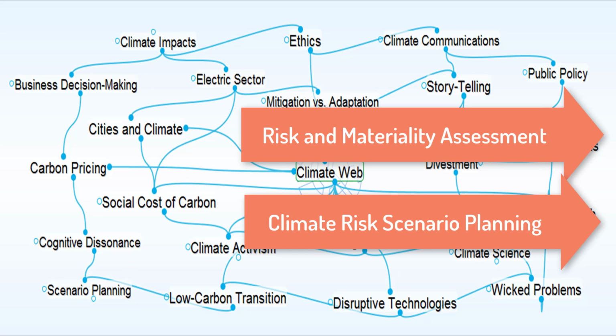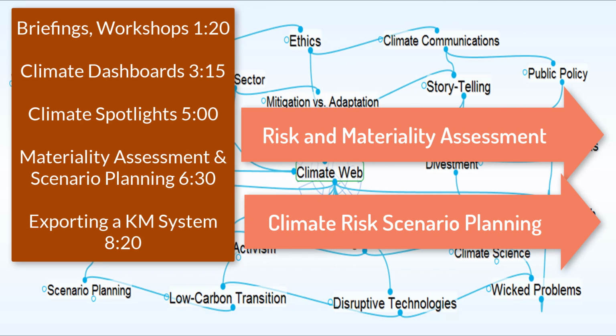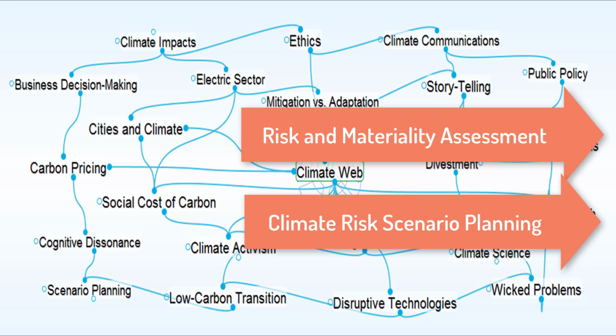Other ways to use the huge amount of information that's collected and organized in the climate web is for risk and materiality assessment and for scenario planning. We've actually developed a rapid materiality assessment tool for climate risk that we've used with companies that draws on a lot of the information in the climate web. And we've worked on climate risk scenario planning with companies.